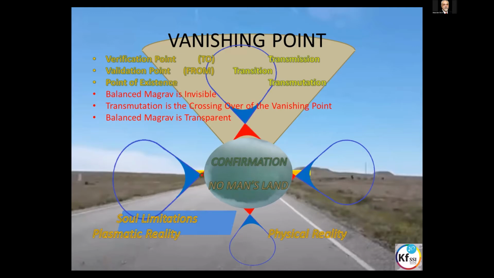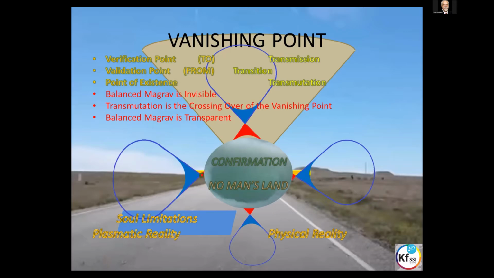Is that transmutation point necessarily in the physicality? Because the balance of these three points of existence are a maggrav, and they are invisible. And so the transmutation is the crossing over of these, what I call vanishing points. But a maggrav is not just invisible, it is also transparent. So it can be there and you can't even see that. And so when you're looking for confirmation, you're defeated from the get-go because you're looking.